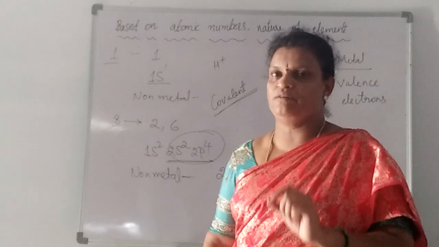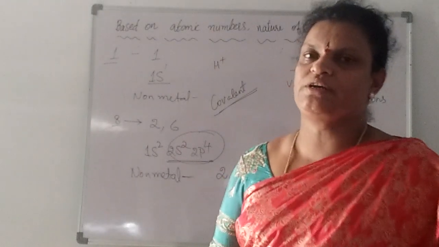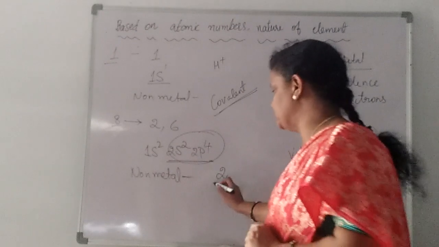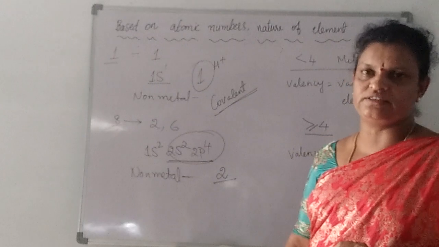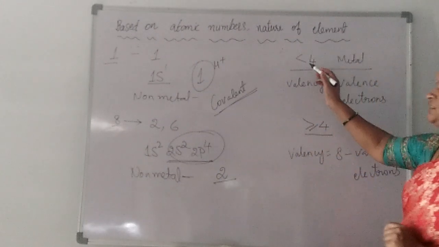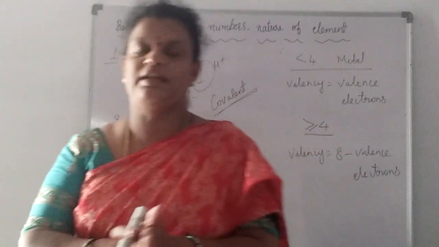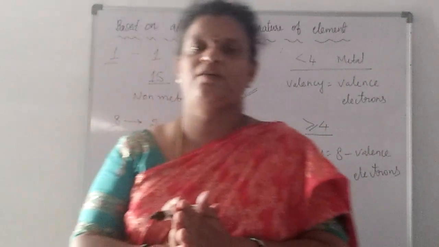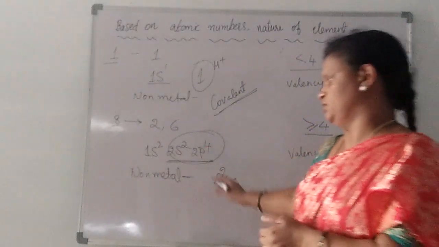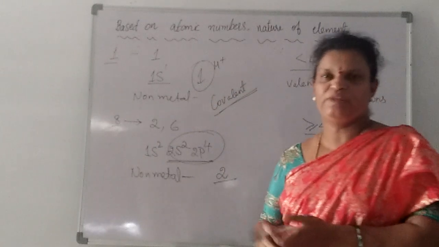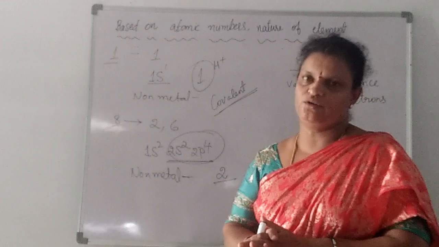If you are writing with a sign, plus or minus, that becomes oxidation number. If you don't write plus or minus, it becomes a valency. So 2 is the valency of oxygen, and 1 is the valency of hydrogen. As we have discussed already, if valence electrons are less than 4, valency is equal to valence electrons. If it is greater than or equal to 4, valency is equal to 8 minus valence electrons. So 8 minus 6 gives valency 2 here. For hydrogen, valence electrons is 1, less than 4, so valency becomes 1, right?